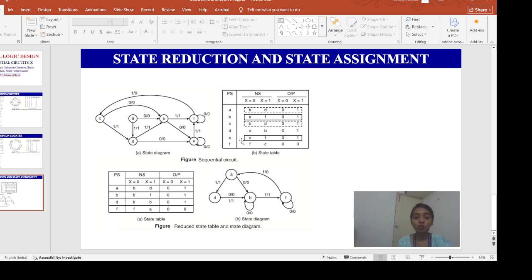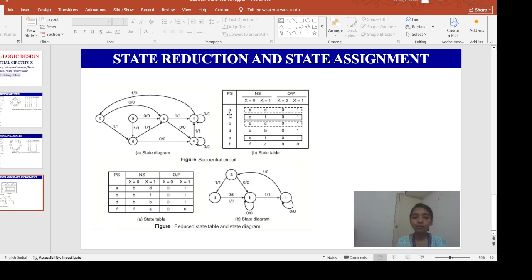This is because both states, A and C, can go to states B and D, and they can have the same outputs. Okay, same outputs 0 and 1 for the inputs x0 and x1.